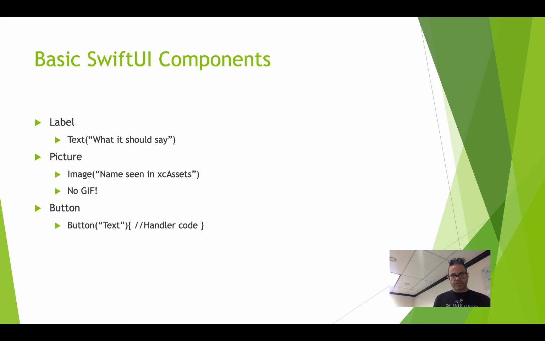Basic Swift components. So we have a label, or we say Text. A picture, I know, Image. And then the name we see in Xcode, but no GIFs. Just a reminder, GIF is not supported explicitly inside Xcode, so don't worry about that. A button: Button, quotes for the text you want to say on the button, and then handler code. I know, it's easy. It's cake.